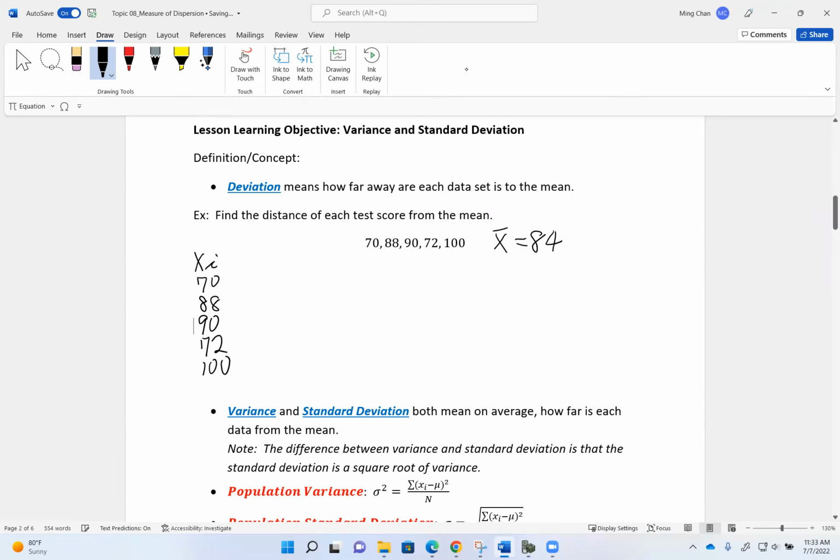So the distance from the individual data value xi minus x bar, which is the mean. So this will be 70 minus 84, 88 minus 84, 90 minus 84, 72 minus 84, and 100 minus 84. So 70 minus 84 is negative 14.